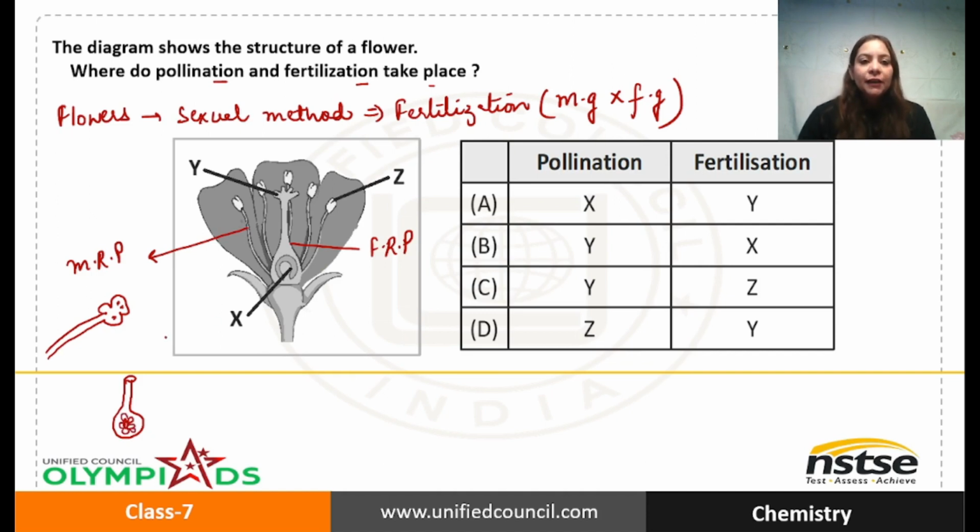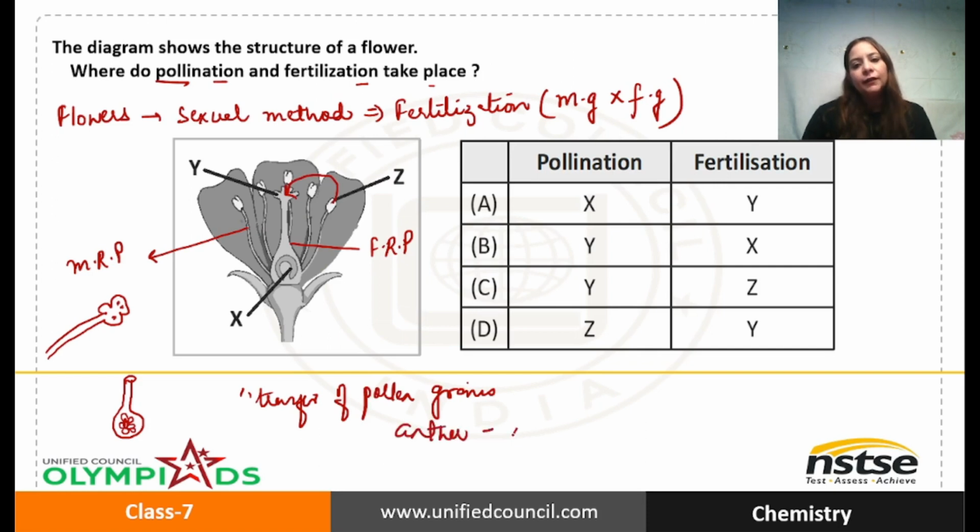So once these parts get mature, then what happens? Pollination takes place. What is pollination? Pollination is basically transfer of pollen grains. From where? From anther, from here to here. That is from anther to stigma of the flower.